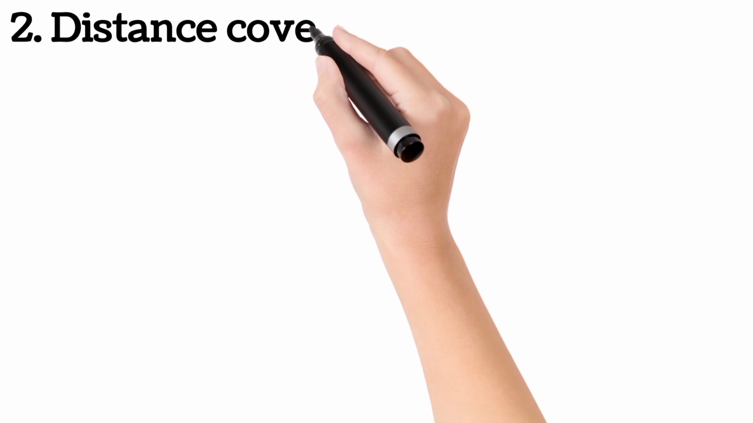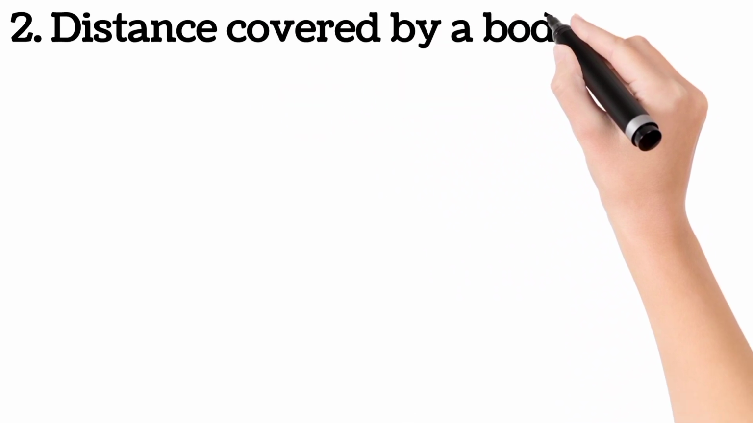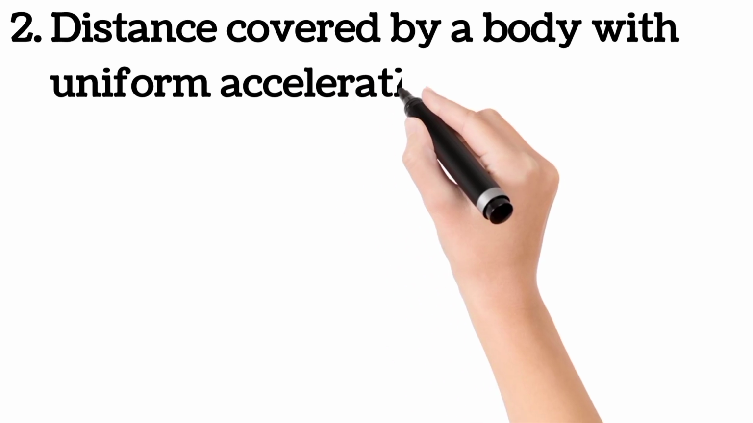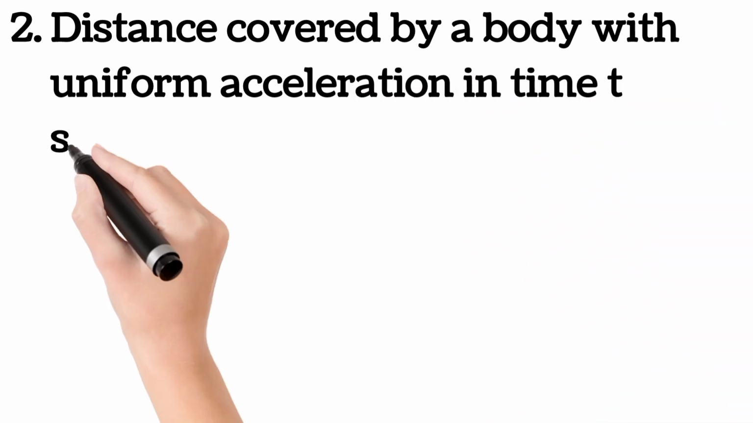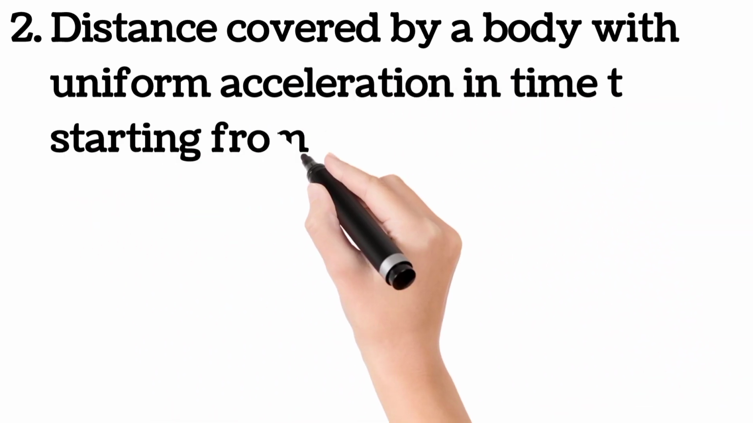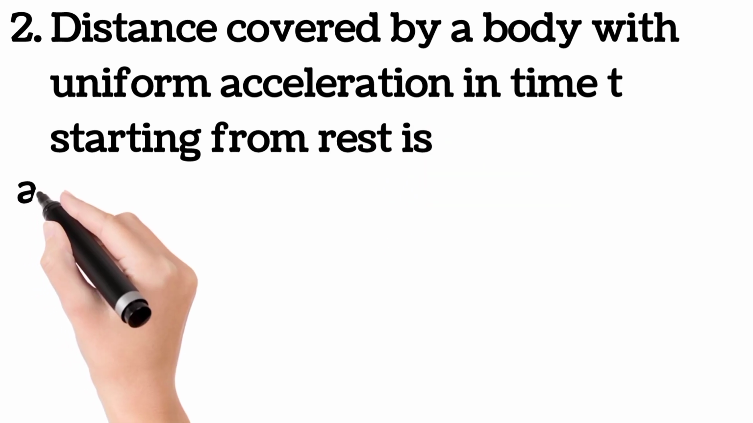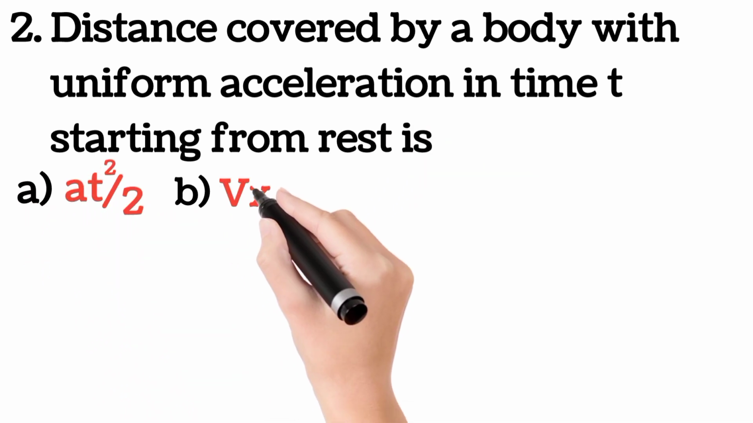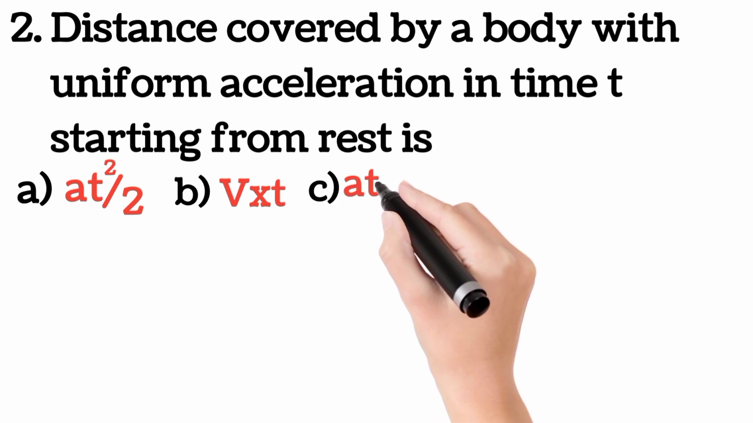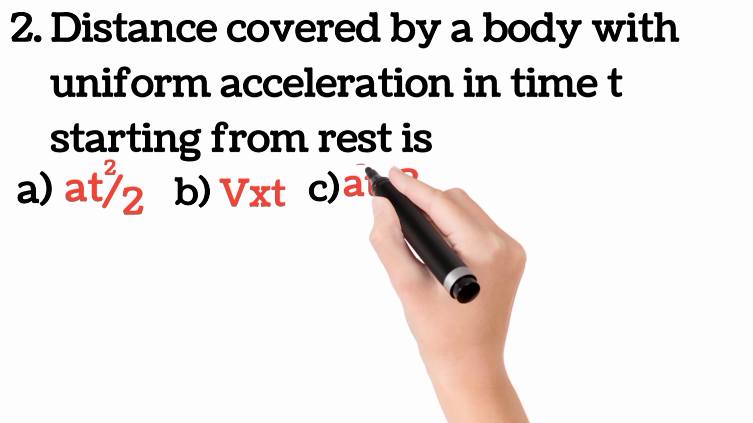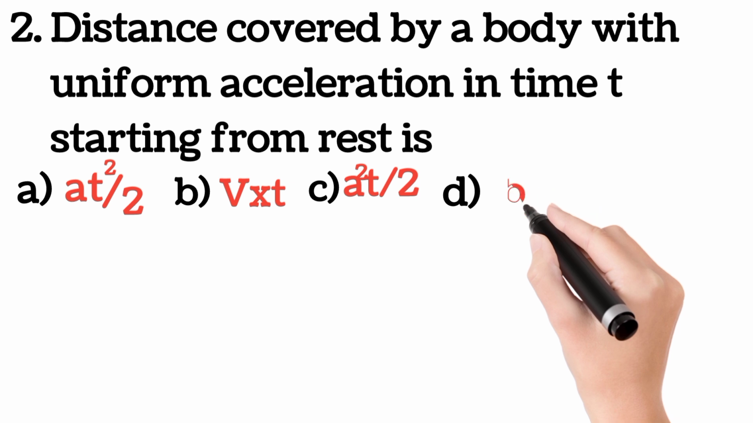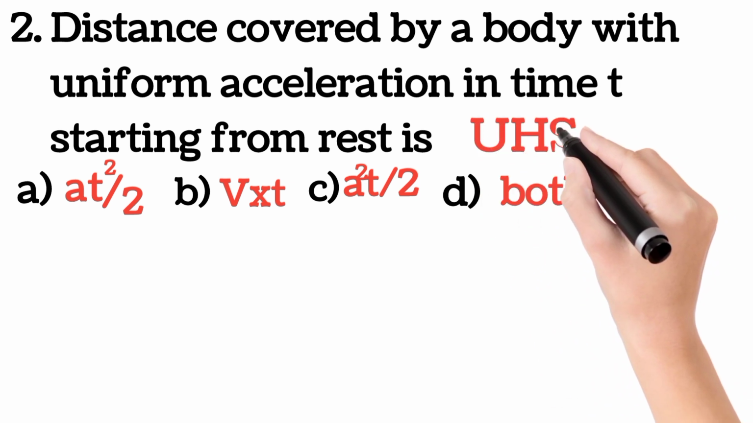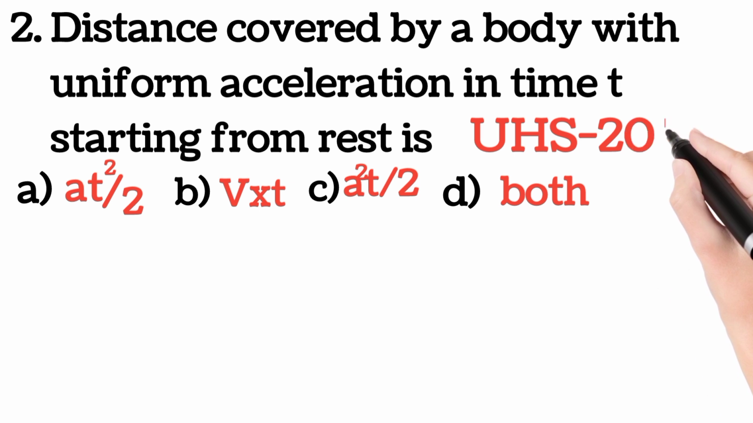Second MCQ: the distance covered by a body with uniform acceleration in time t starting from rest is: option A is a t square divided by 2, B option is Vt, C option is a square t divided by 2, D option is both. The MCQ was asked in UHS 2010.